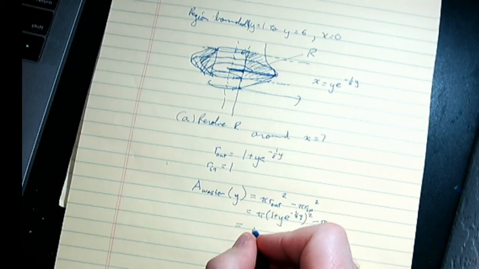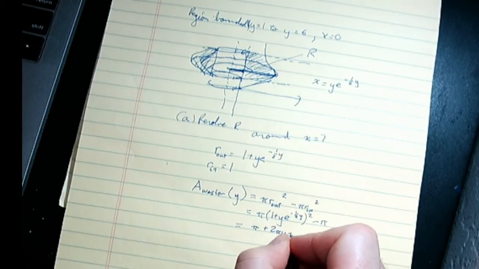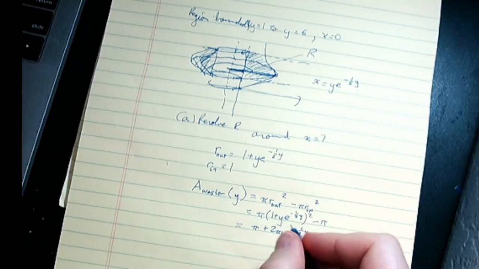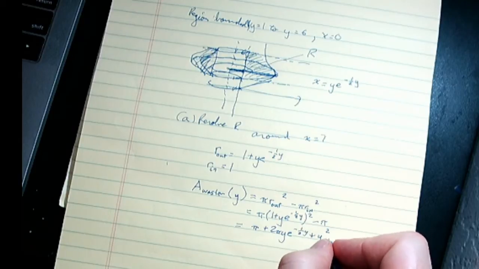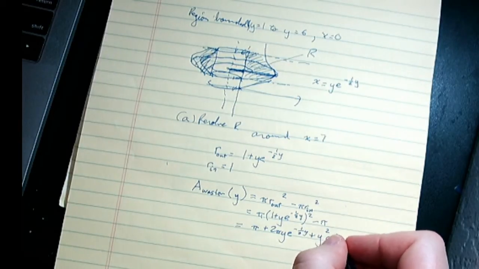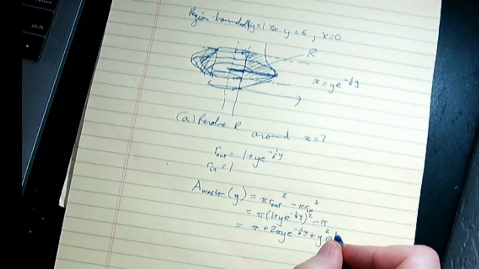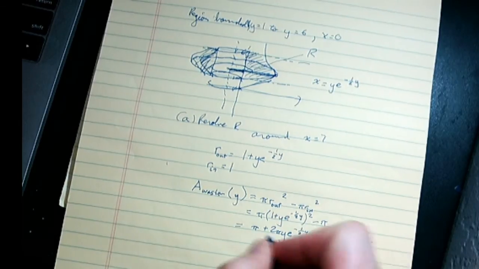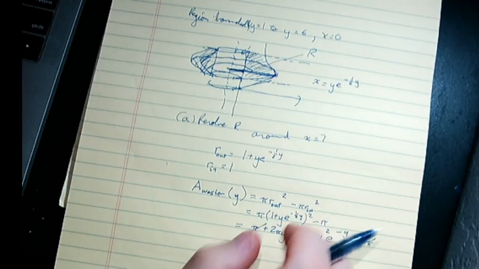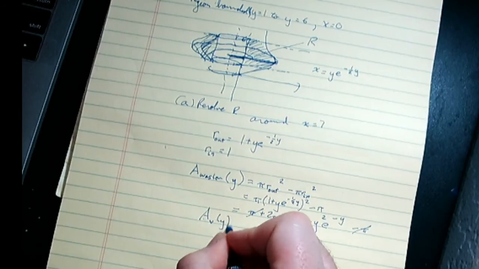We have pi plus 2 pi y e to the -1/2 y plus the second bit squared, plus pi y squared e to the, well, what is e to the -1/2 y squared? When you square this, the exponent gets doubled, so it becomes e to the -y. Right? Because e to the -1/2 y times e to the -1/2 y is e to the -y. Minus pi. So the pi pieces cancel. And there's our washer area.